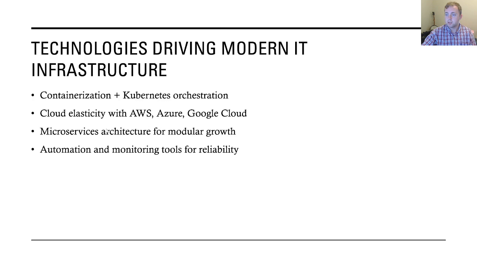Like I said, I've seen microservices used in architecture to keep those deployments separate, keep those different applications separate that come together into one application. Automation and monitoring tools for reliability. You see a lot of automation nowadays. You've got AWS Lambda. You've got monitoring tools like CloudWatch, CloudTrail, those sorts of things. A lot of monitoring and automation tools are being used nowadays in the modern IT world.